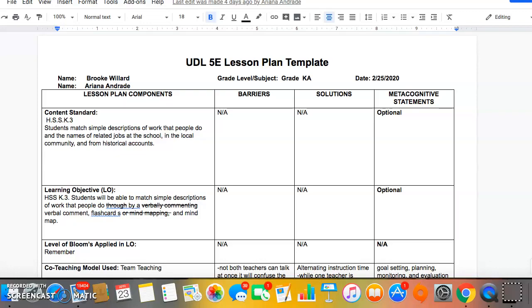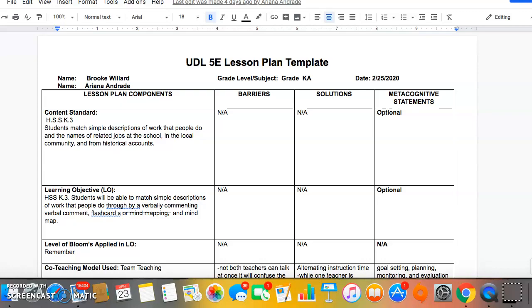So I've chosen 3 different modules that have helped me design and create my lesson plan. The first module that I picked was Module 3. We went over a lot of really important information that kind of set the groundwork for starting our lesson plan.